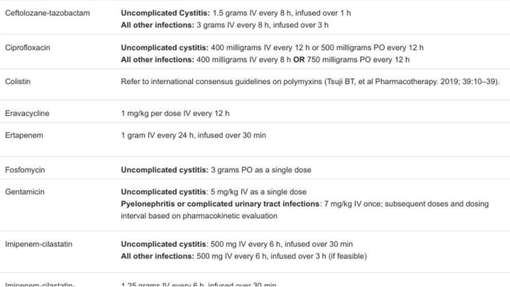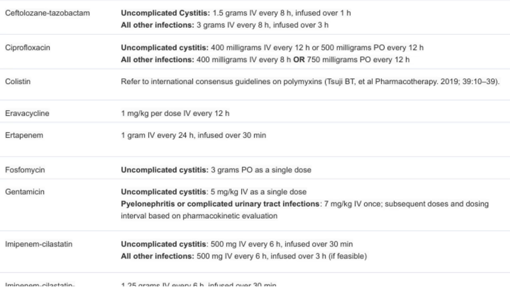Gentamicin dosing depends on the infection. For uncomplicated cystitis, a single dose of 5 milligrams per kilogram IV is typical. However, for pyelonephritis or complicated urinary tract infections, the dose increases to 7 milligrams per kilogram IV once, with subsequent doses tailored based on pharmacokinetic evaluations.